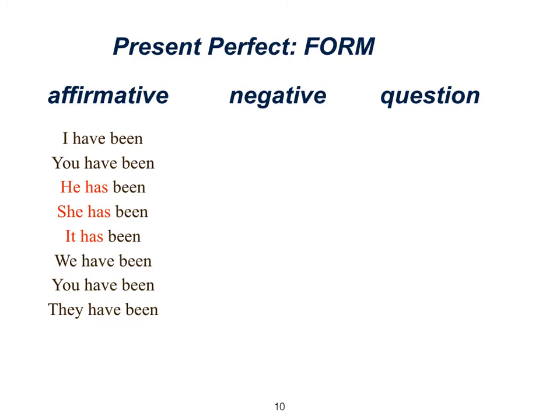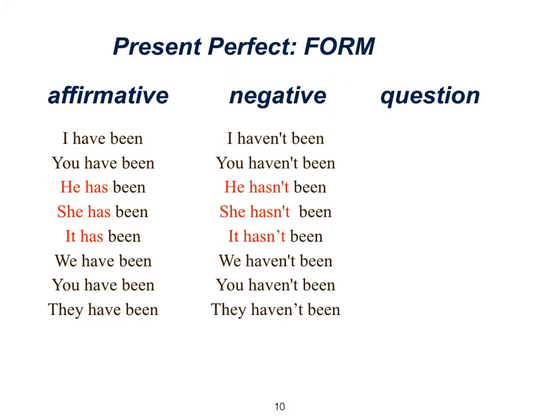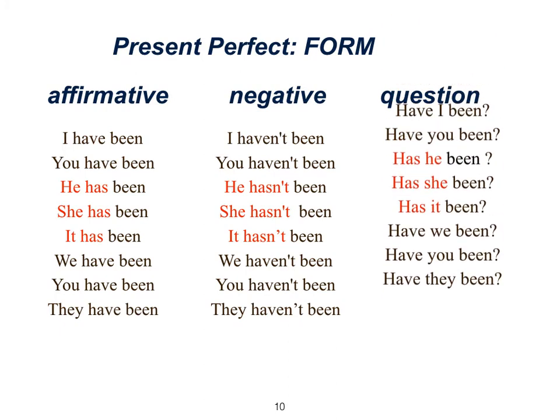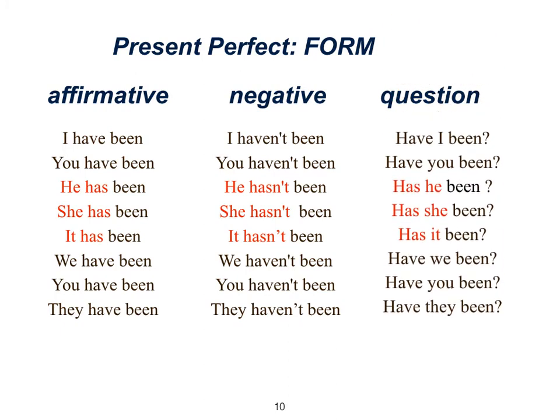What about the negative form? We use the subject and the auxiliary negative form haven't or hasn't, and past participle again. And the question, we do the inversion, we put have, the subject, and the past participle.